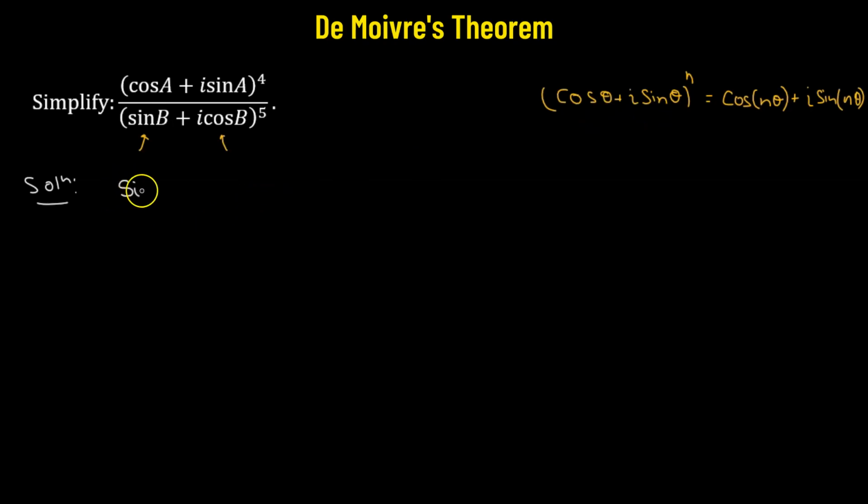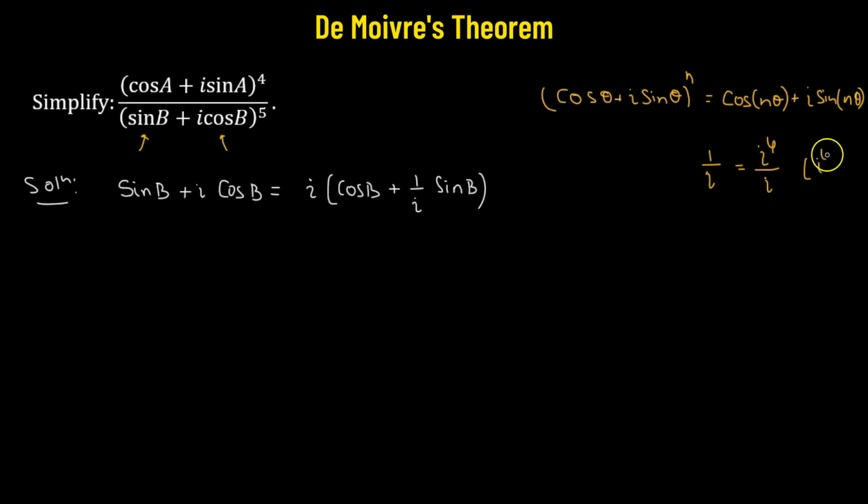We'll try to simplify it and convert it to cosine theta plus I sine theta form. So here we have sine of b plus iota times cosine of b. If we take iota as the common factor, we will have cosine of b plus 1 over iota multiplied to sine of b. Now 1 over iota can also be expressed by replacing 1 with I raised to the power of 4, divided by iota. That's because the value of I raised to the power of 4 is 1. This will give us iota cube. Then again, the value of iota cube is negative I.